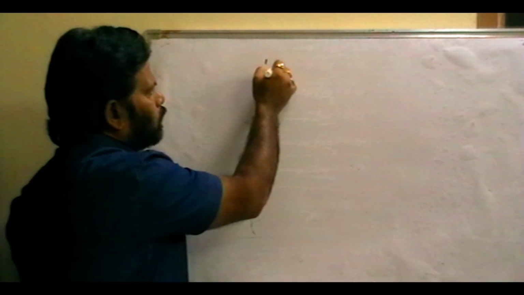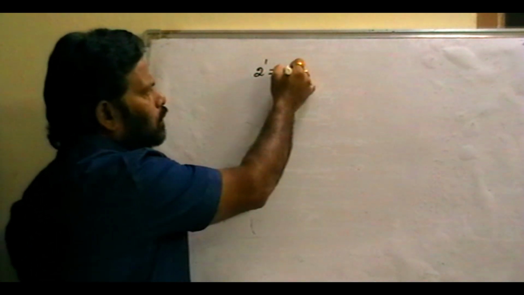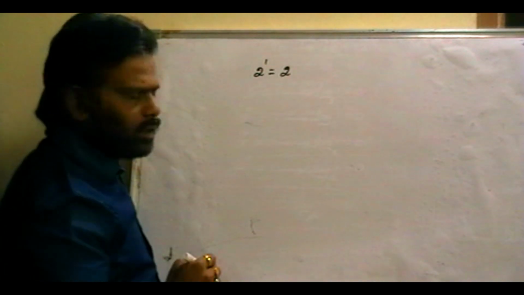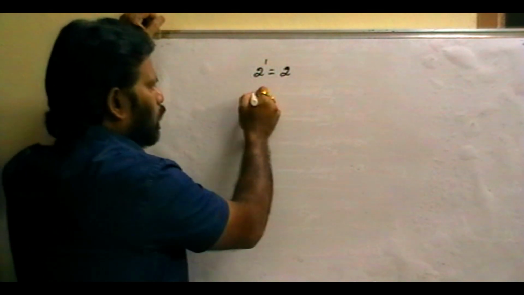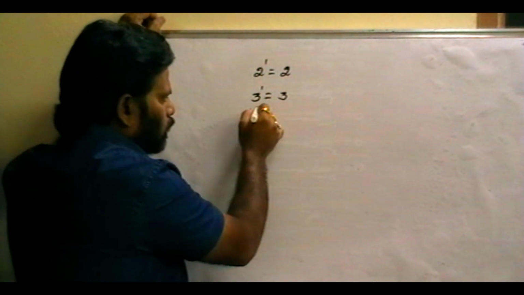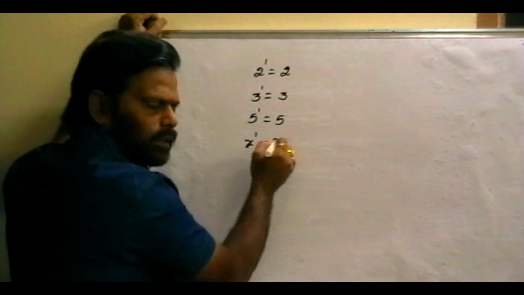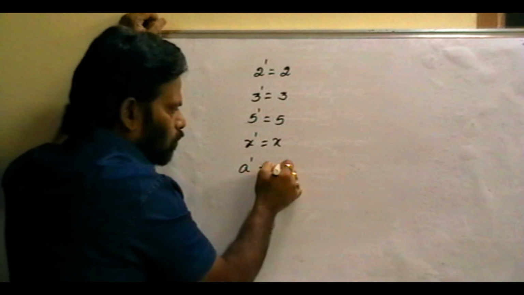2 power 1 is equal to how much? 2 only. Right? 2 is multiplied by 1 times. 3 power 1 is equal to 3. 5 power 1 is equal to 5. X power 1 is equal to x. A power 1 is also a.